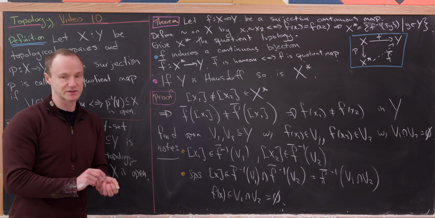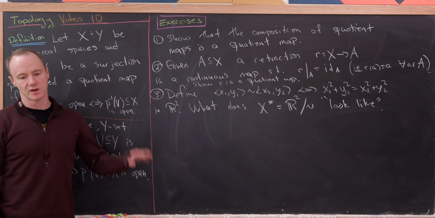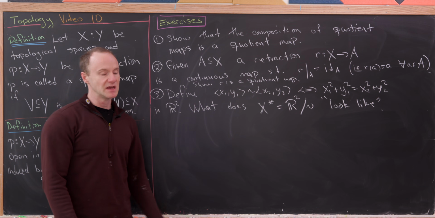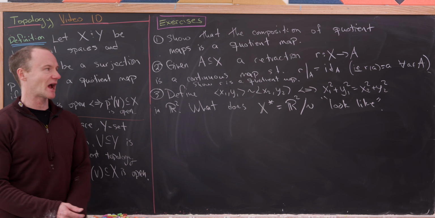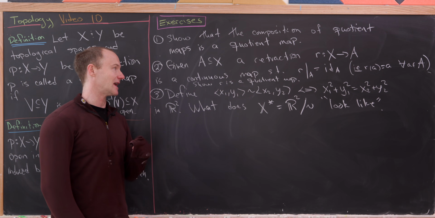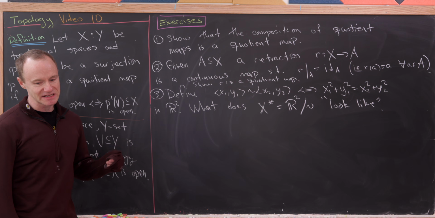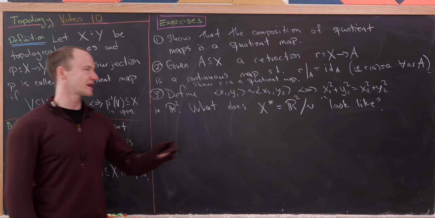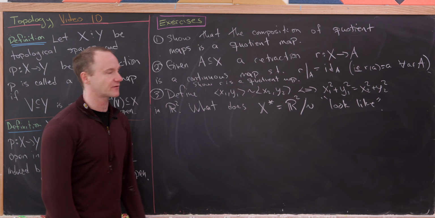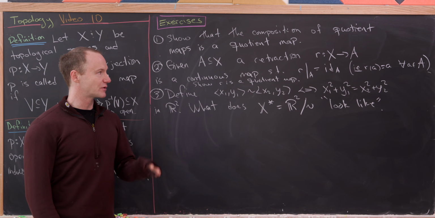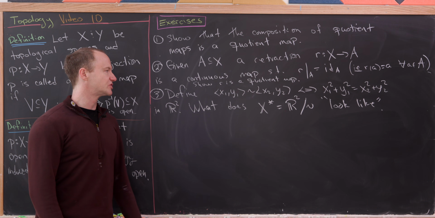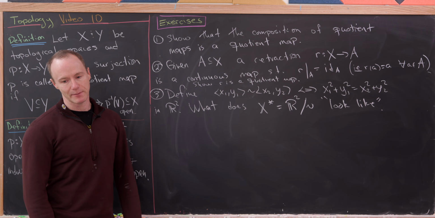Okay, so now I'm going to leave you with some exercises. The first is to show that if you compose quotient maps, you get another quotient map. The next one defines this notion of a retraction. So let's say we've got a subset A of X, and we've got a map R from X to A. And that map is continuous, and it satisfies this condition that if you restrict R to A, you get the identity on A. So what that means is that R of a equals a for all a in A. So this map goes from X to A, but it fixes all of the elements of A. Now, what you want to do is show that R is a quotient map.